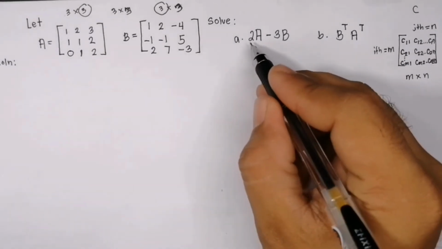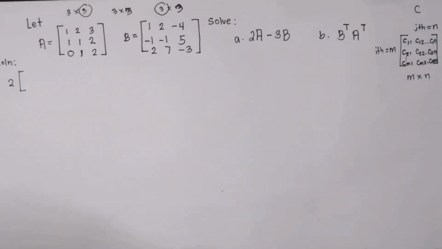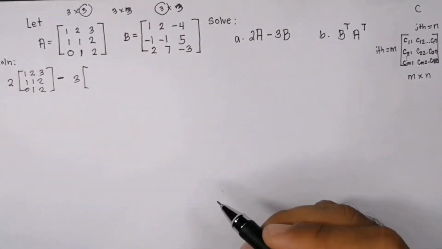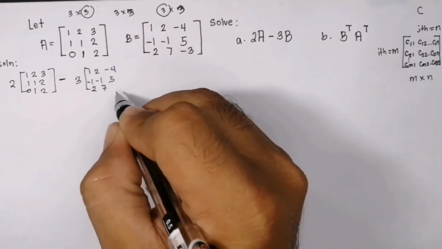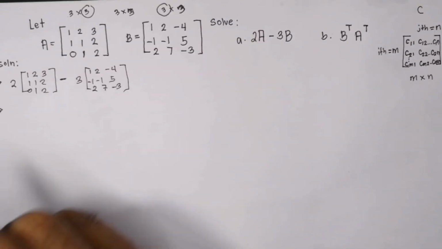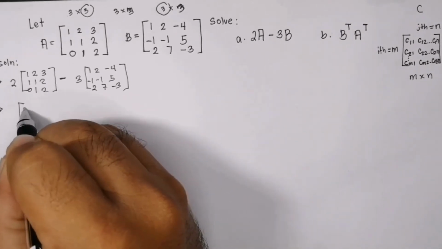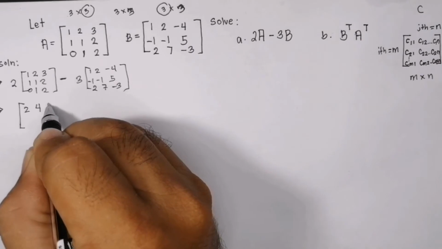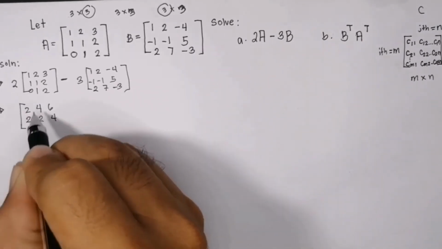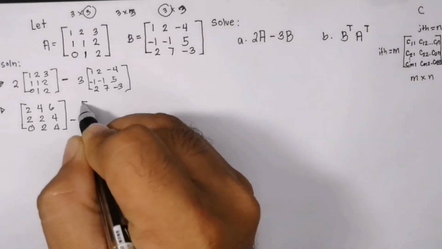When we say twice matrix A, we put here 2 times the values of matrix A, minus 3 times the values of matrix B. We're going to distribute this 2 to all the values inside matrix A by multiplying it. So 2 times 1, we have 2. 2 times 2, we have 4. 2 times 3 is 6. Then 2, 2, and 4. 2 times 0 is 0. 2 times 1 is 2. 2 times 2 is 4. The same as in this case.